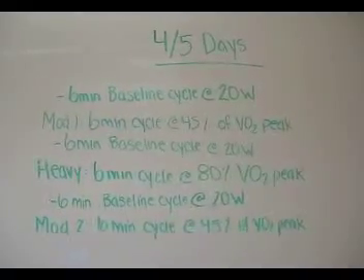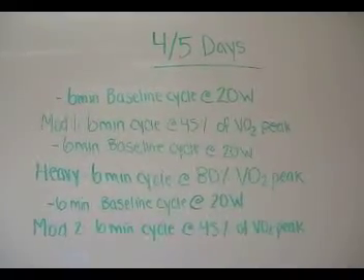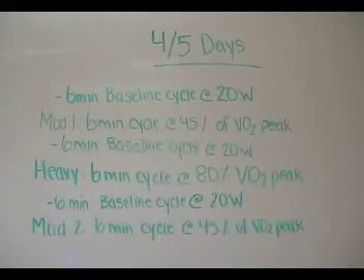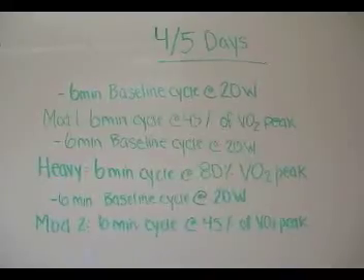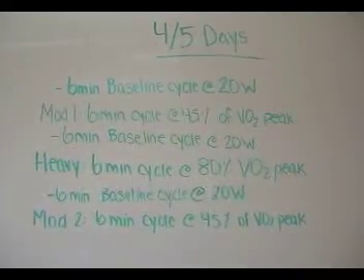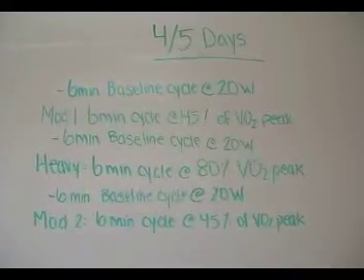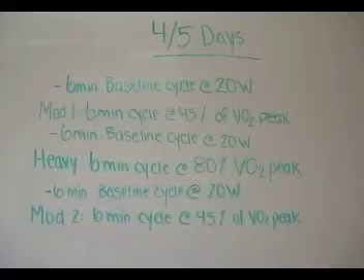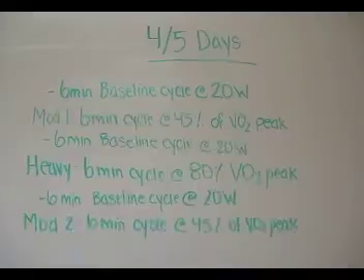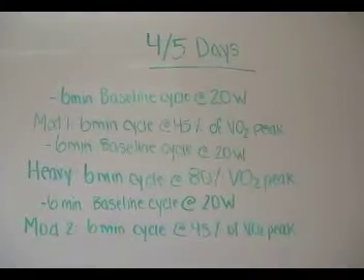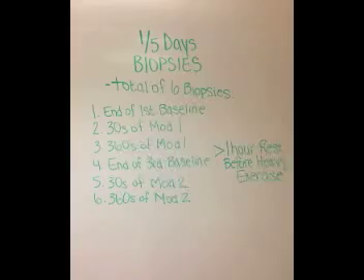Another 6 minutes of baseline cycling was performed. Next, a bout of heavy intensity exercise at 80% of the participant's VO2 peak was performed for 6 minutes. Another 6 minutes of baseline cycling was performed. A second bout of moderate intensity exercise was performed at 45% of the participant's VO2 peak for another 6 minutes. This was called Mod 2.